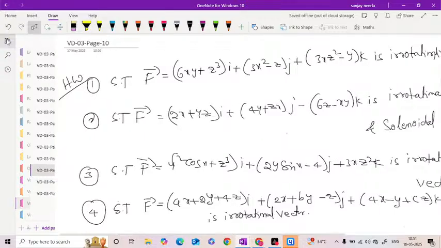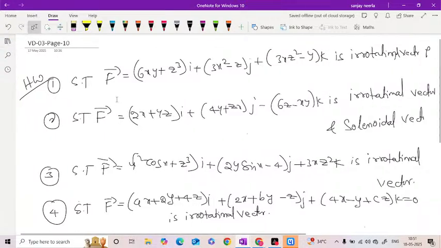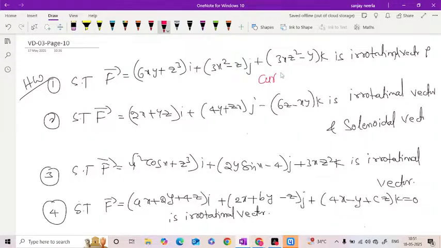Next one, I think I have given homework problems to you. f is a vector point function, and you just have to show that this is an irrotational vector. Irrotational vector means we have to show that curl f must be 0, or del cross f, you have to prove that it is 0. Okay, first solve this first problem.